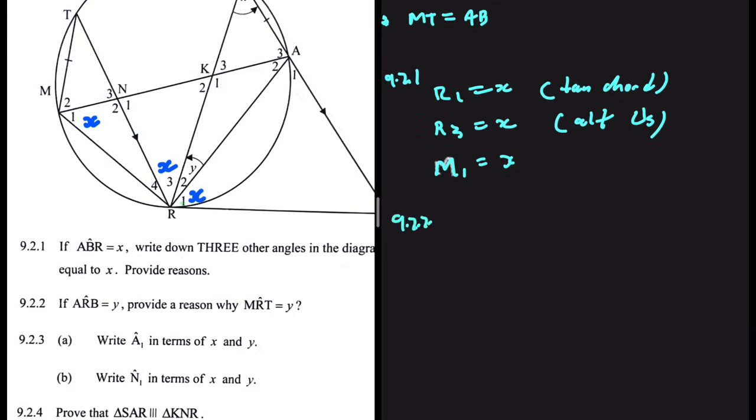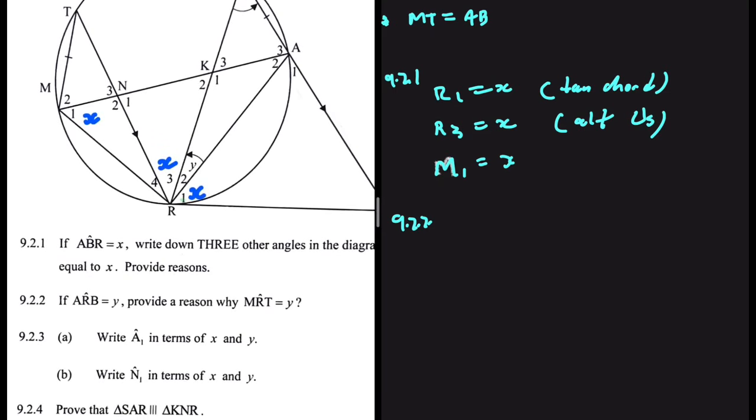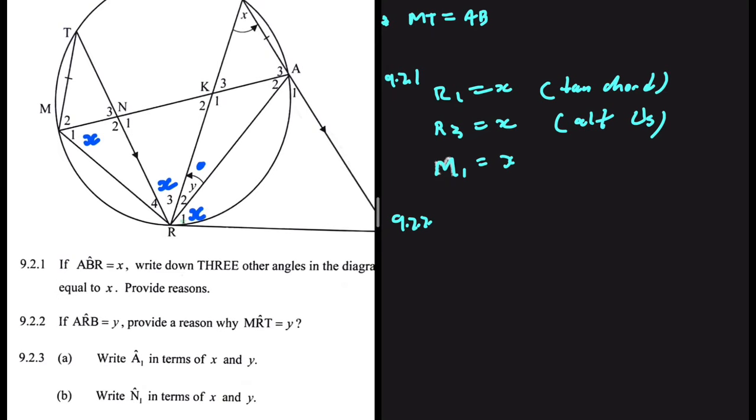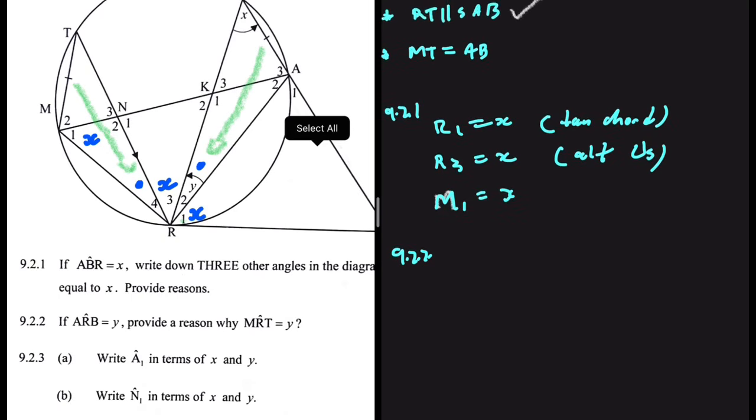9.2.2. If angle ARB is equal to y, this angle right here, provide the reason why MRT is equal to y. Why is angle MRT equal to y? Which angle is MRT? This angle here. Apparently, they are equal to each other. What I'm realizing is that angle R2, or our angle Y, is subtended by AB, and angle R4 is subtended by MT. But we know that MT and AB are equal to each other.